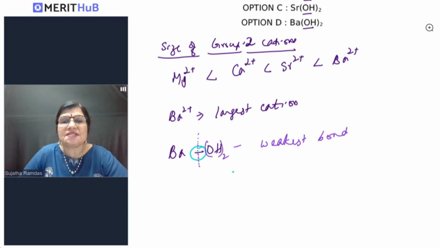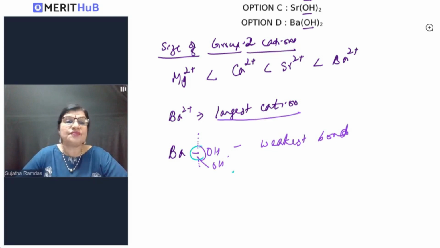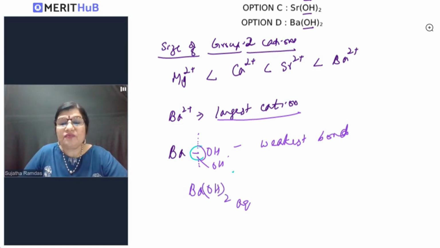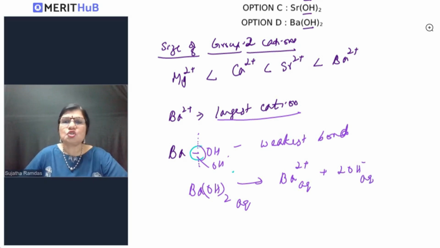So let me write this down. You have the Ba-O bond, OH and another OH, correct? The Ba-O bond is the weakest bond because of the large size of the cation. As a result, barium hydroxide in aqueous medium will readily dissociate to give Ba2+ aqueous plus 2 OH- aqueous. This will occur most readily.